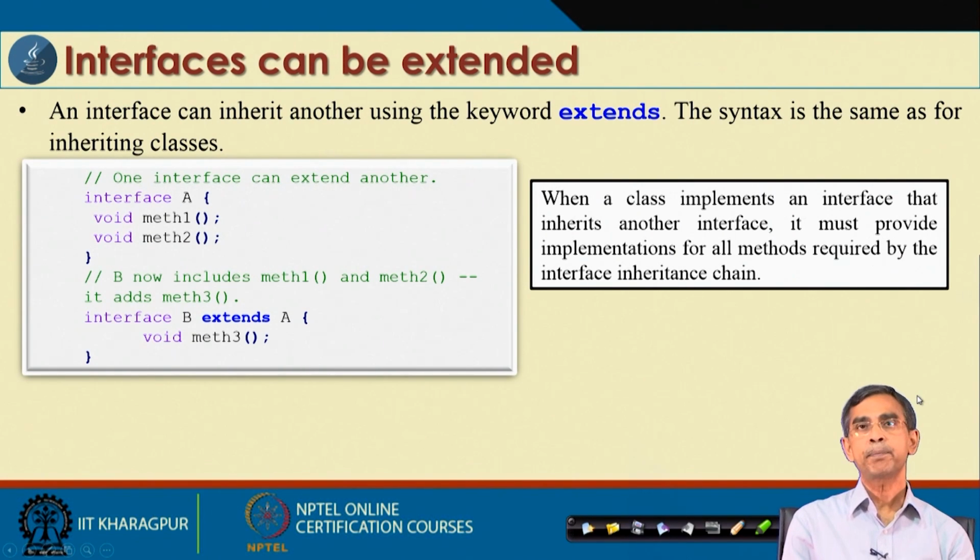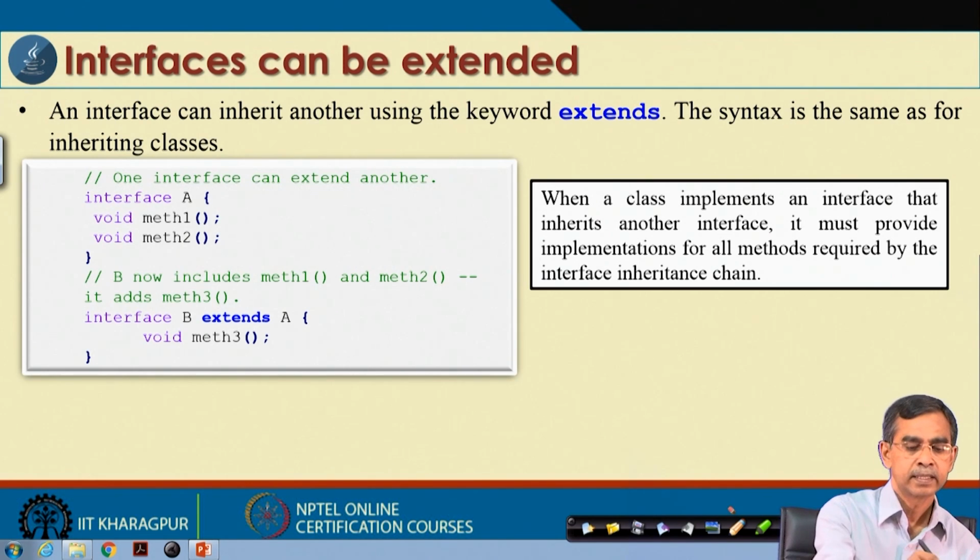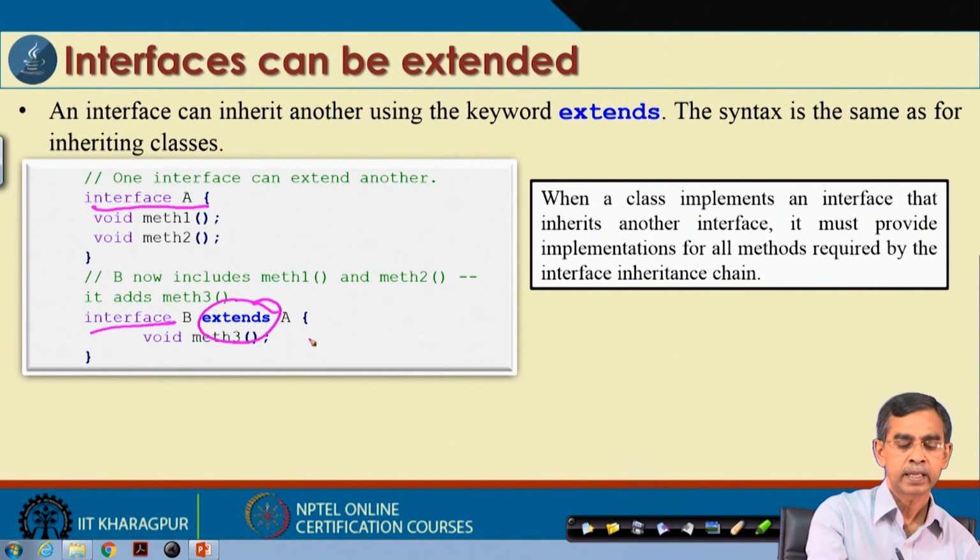An interface can be extended. We have already discussed this: an interface truly works like a class, as a class can extend another class. So an interface can also extend another interface. Suppose here interface A and interface B use the same extends, so we can extend the interface.